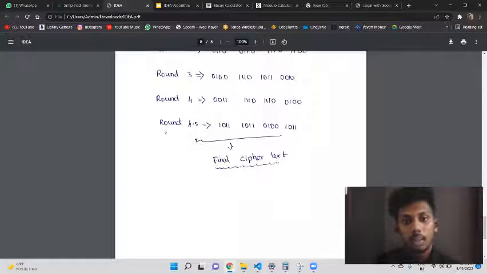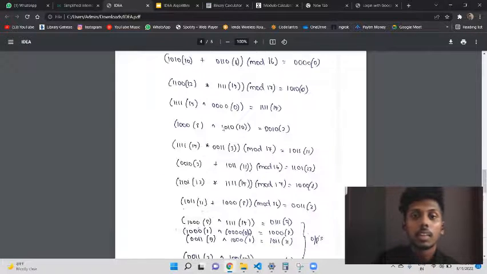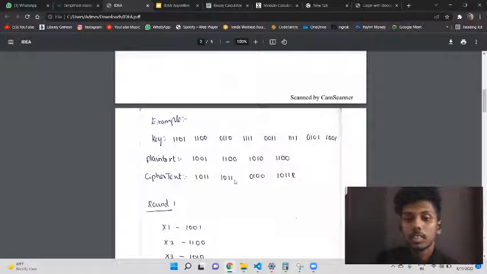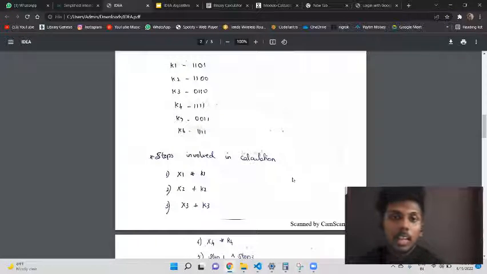So after round 4.5 gives the final ciphertext. The final ciphertext is 1011 1011 1001 0011. And we'll be cross checking with our initial answer. Yeah, we got the same 1011 1010 0101 1. So this is the IDEA algorithm.